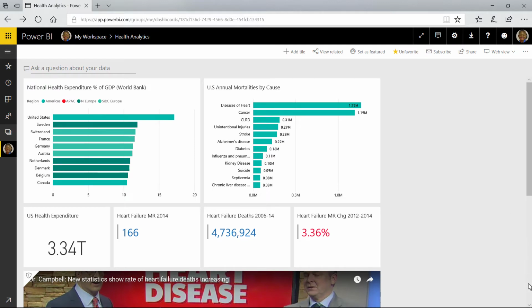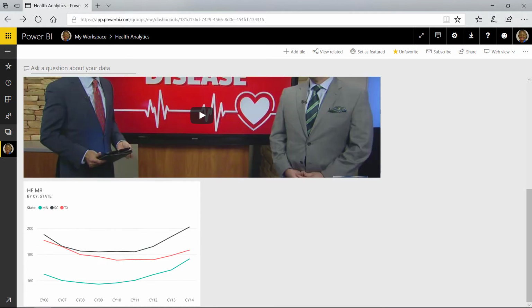With insights like these, she can work with the organization's data scientists to further investigate rising rates of heart failure and determine which patient groups need proactive intervention.